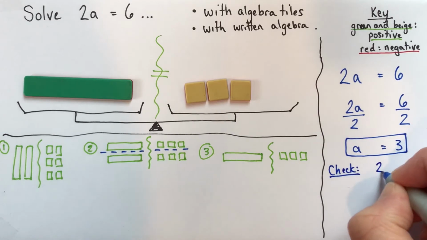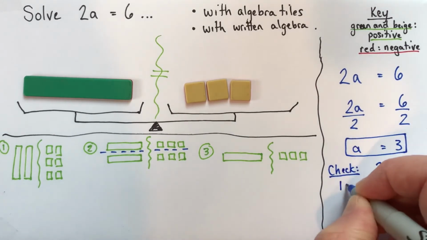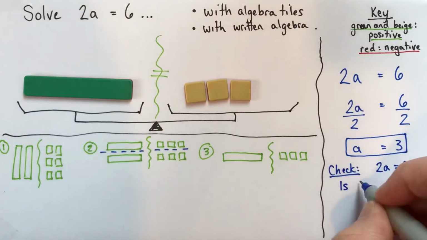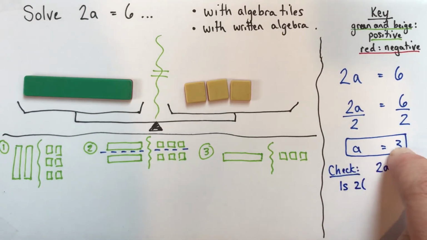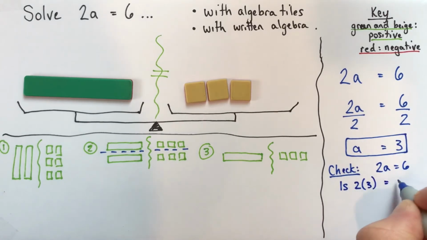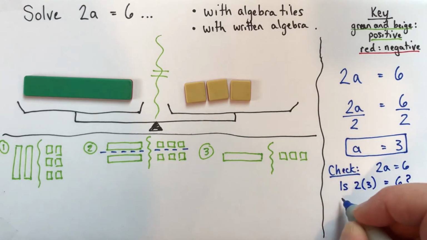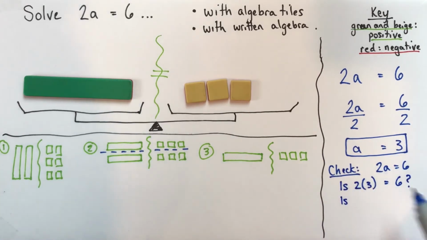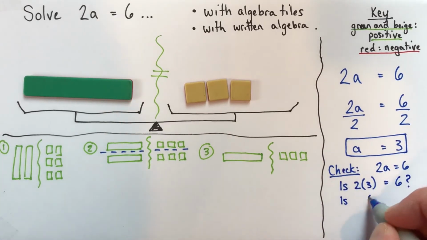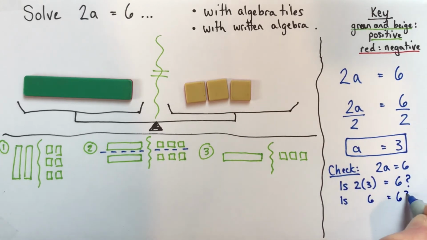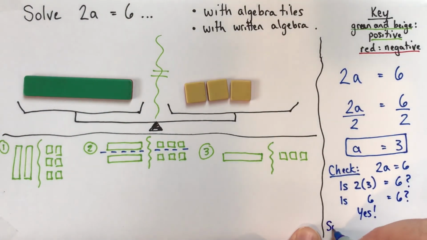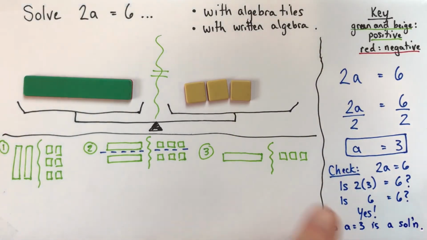So copy the equation, 2a equals 6. And what we're doing is we're asking, is it true that 2 times the value of a we have, that's 3, is that the same as 6? Question mark. So we can simplify this. Sometimes there's a lot more work to simplify, but here all we have to do is 2 times 3, that's 6. Is that equal to the right side, which also says 6? Yeah, of course. So a equals 3 is a solution. I'm going to use this little abbreviation for solution. The solution to the equation 2a equals 6.